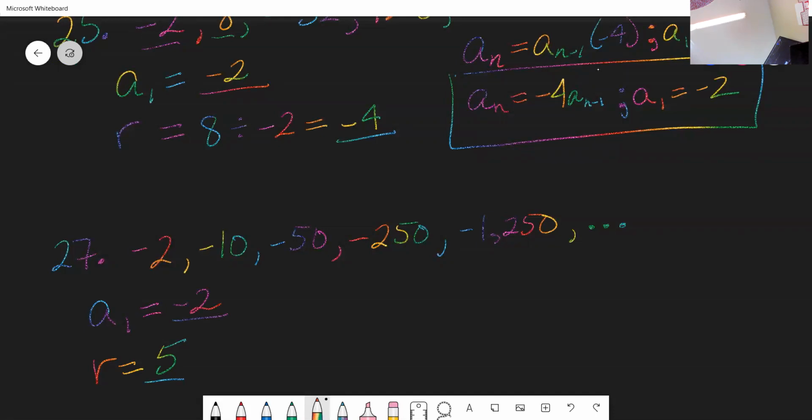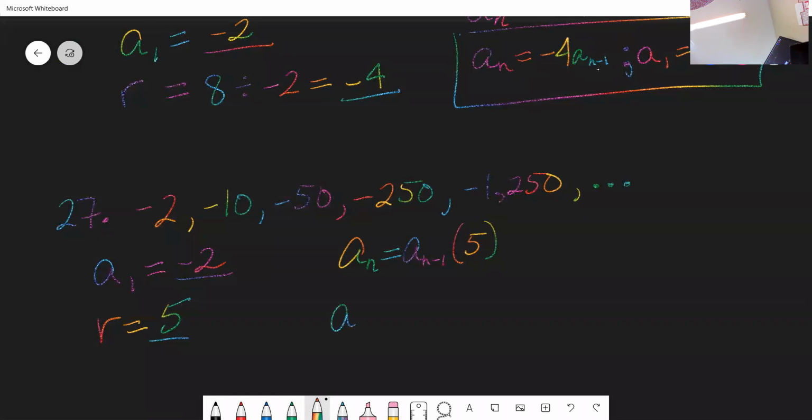So our formula is what? Times 5. Or A_n equals, yep, with A1 or the term at position 1 being defined as -2. And that's it.